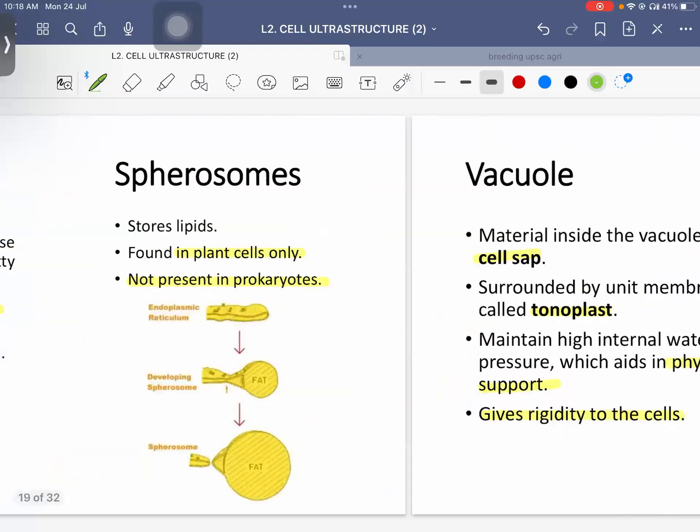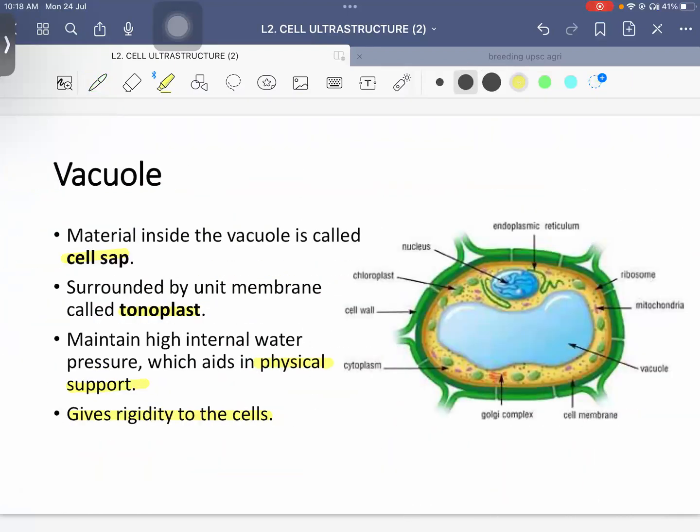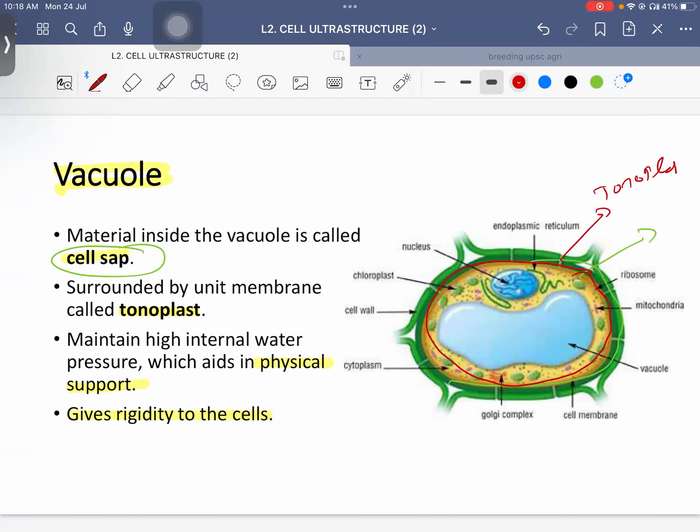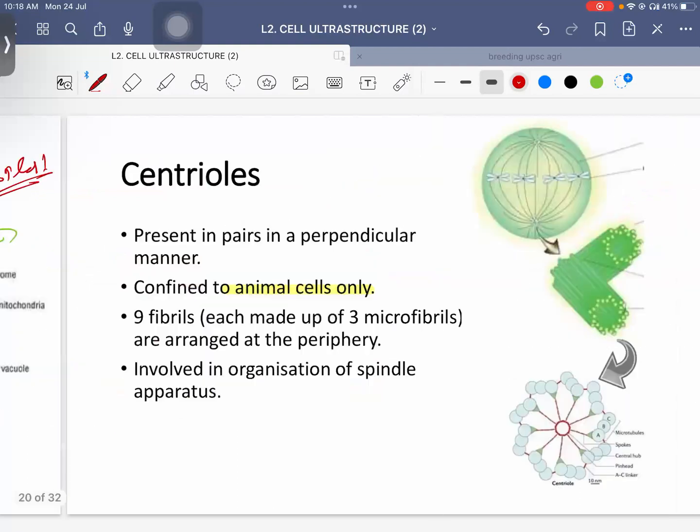This is not required. So next is vacuoles. What are vacuoles? The material inside the vacuole is called cell sap. Whatever is inside is called cell sap. And the outermost layer of the vacuole is called the tonoplast. This vacuole provides physical support and also rigidity to the cell.